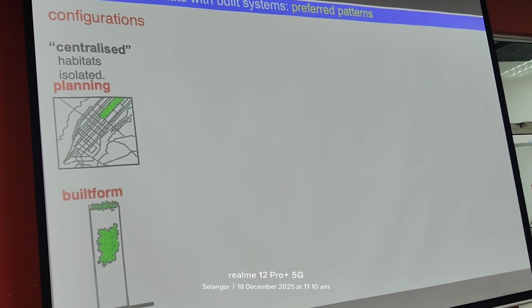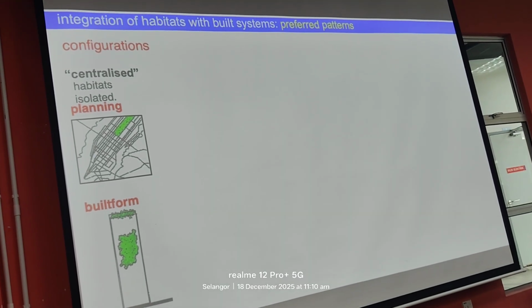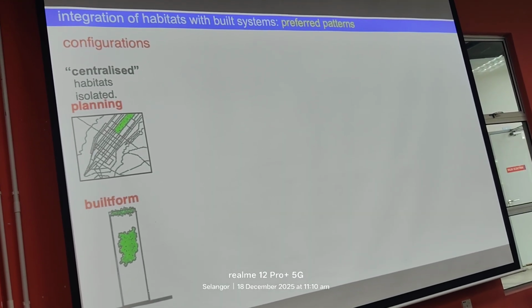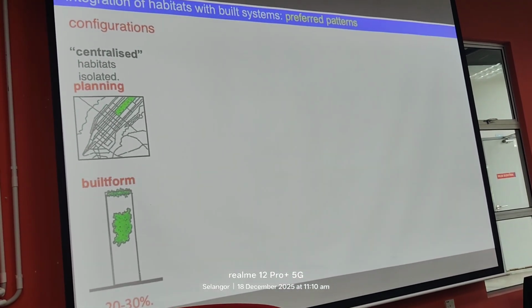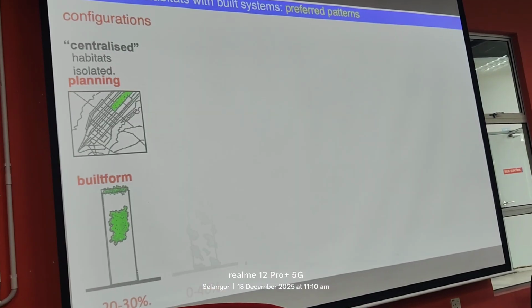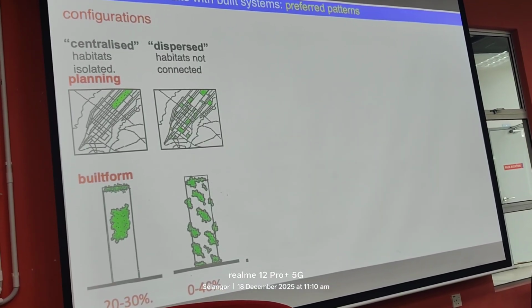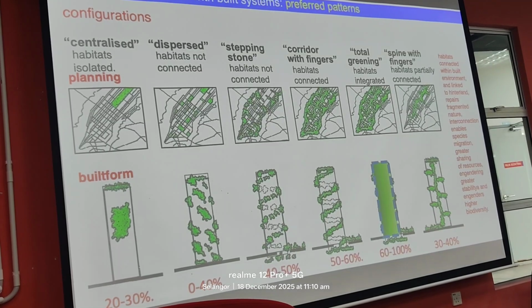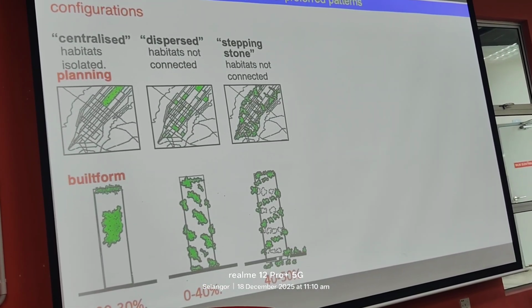You can put it all in one location, as you can see in this diagram. Or you can have a spotting relationship. I don't know what's wrong with my slides. As in this diagram. Or you can have a stepping stone relationship, as in this diagram.